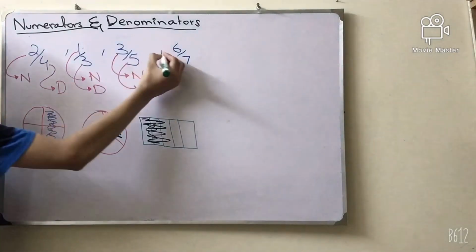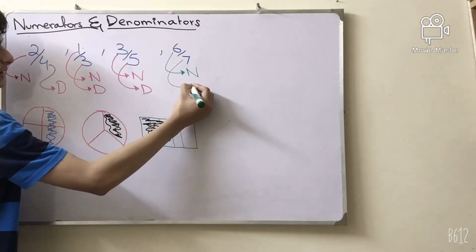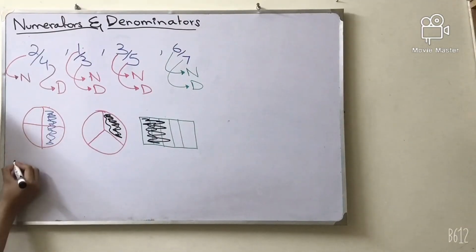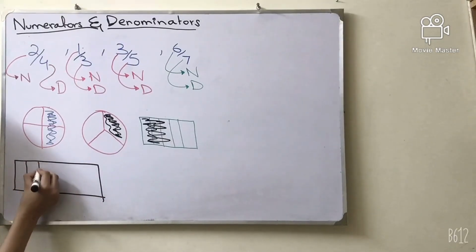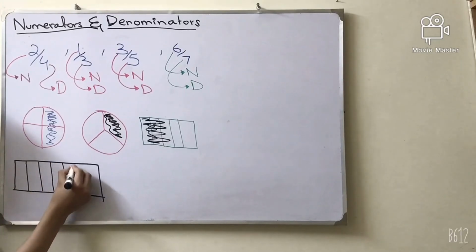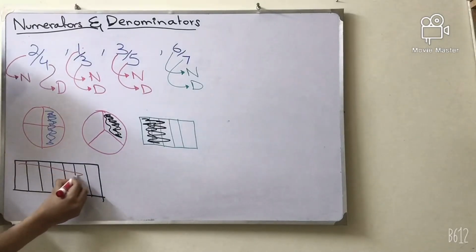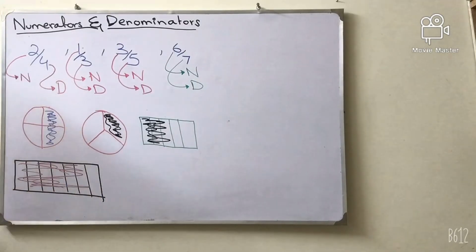So in this case we have 6 as the numerator while 7 as the denominator, and we can represent it as, again let's take a rectangle divided into 7 equal parts. Let's assume that these are equal parts, and out of 7 parts we will shade 6 parts like this. So this is equal to this. I hope you understood.